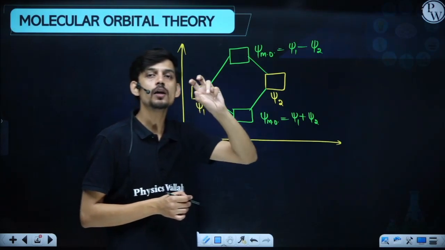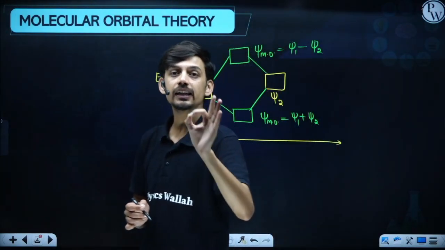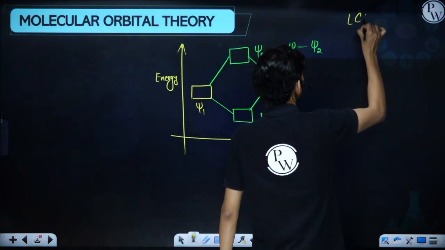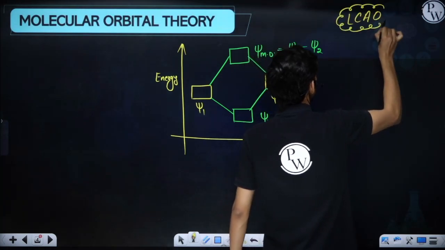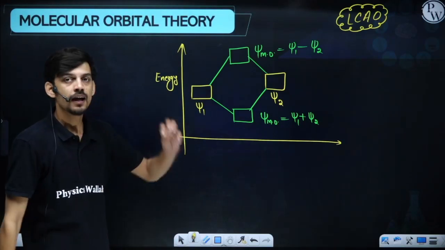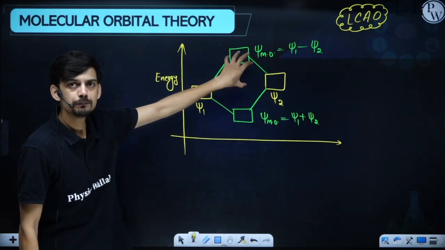So atomic orbitals can only combine linearly. That is the meaning of the LCAO principle. Linear combination of atomic orbitals. This assumption, this principle, is involved all the time in molecular orbital theory. Now you can be very sure that these two are the new molecular orbitals, right?